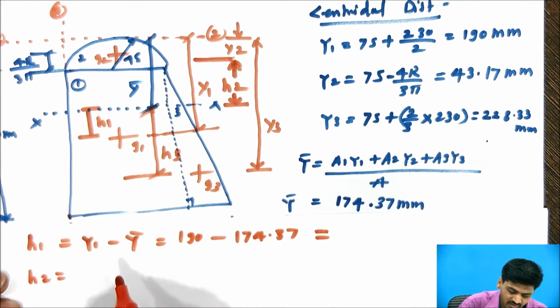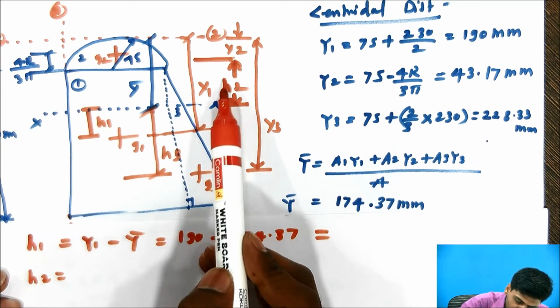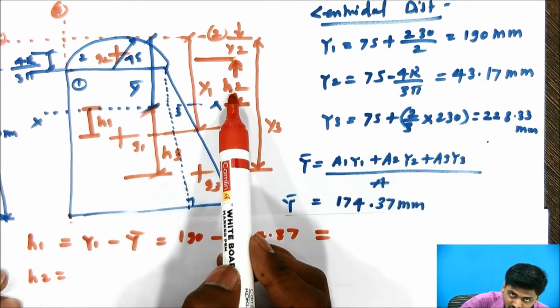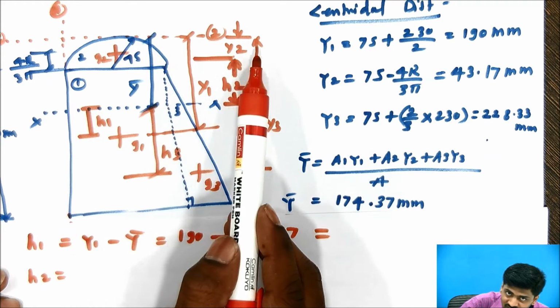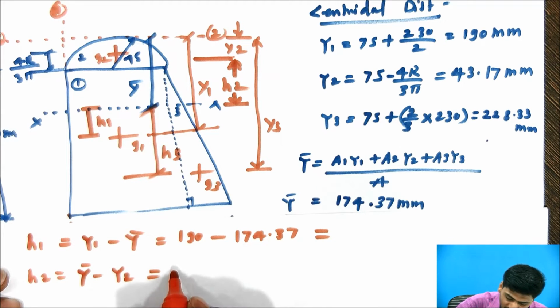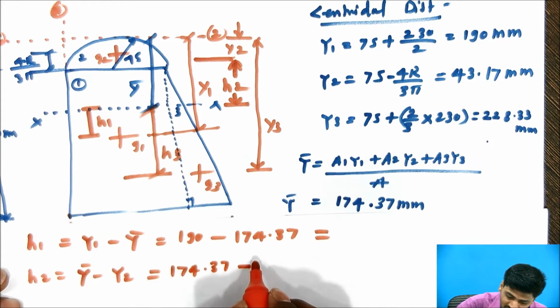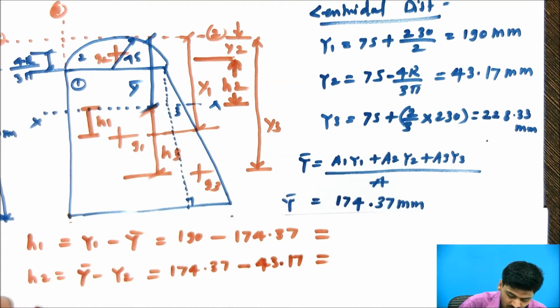H2, how to calculate it? H2 is nothing but this distance now. Let's observe. So this is total Y bar. Y bar minus Y2, you will get H2. Total is Y bar minus this small distance, which is nothing but your Y2. So Y bar minus Y2 gives H2. Y bar is 174.37 minus your Y2, which is 43.17. You will get H2.